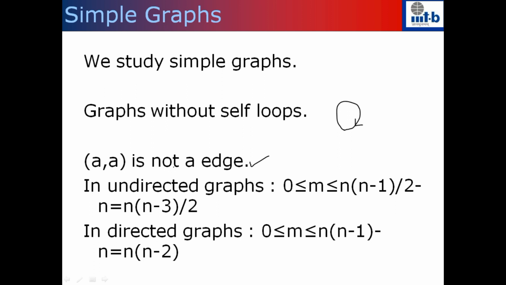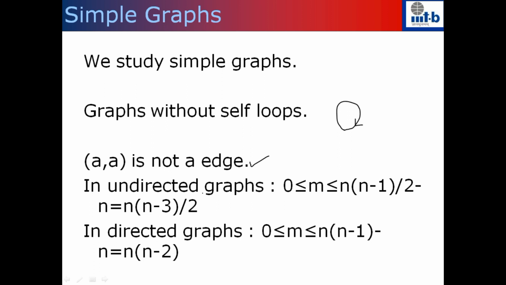If you don't allow self loops, then the number of edges in the undirected case will be at most n(n+1)/2 minus n, because there will be exactly n self loops. So this turns out to be n(n-1)/2. In the case of directed graphs, the number of edges will be n(n-1), because AB will not be the same as BA, so there is no double counting that you have to remove.